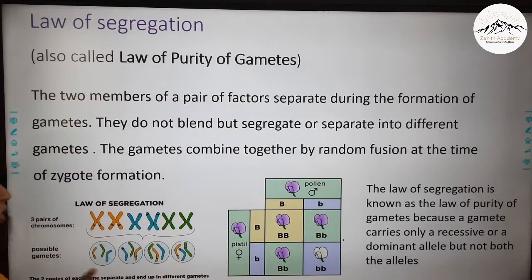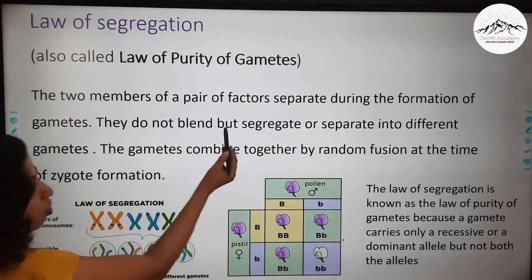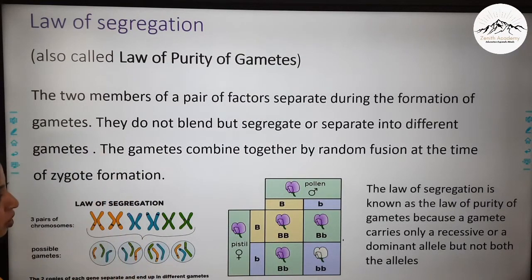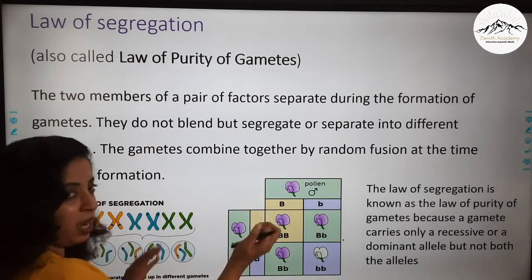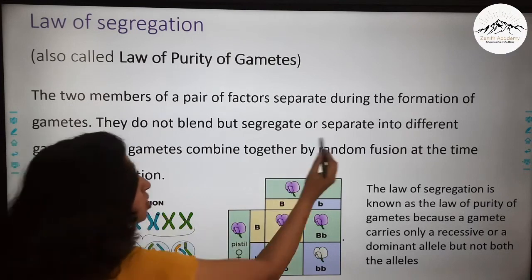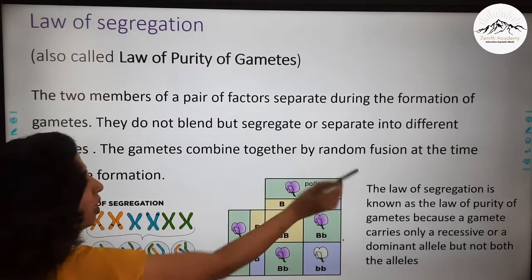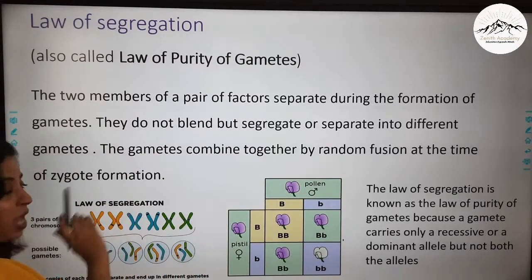So first let us read. The two members of the pair of factors separate during the formation of gametes. So if there is a pair of factors, they will separate during the formation of gametes. They do not blend but segregate or separate into different gametes, and the gametes then combine together by random fusion at the time of zygote formation.